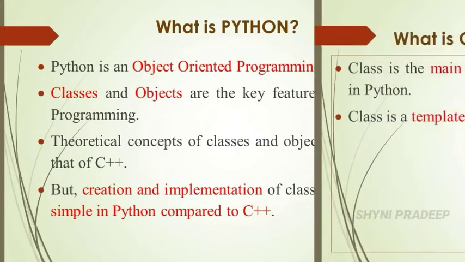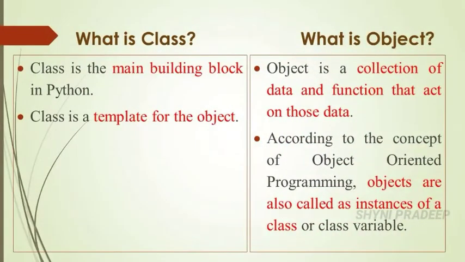So let us see what is a class and what is an object. Class is the main building block in Python. It is the template for objects. And what is an object? Object is the collection of data and functions that act on those data. According to the concept of object-oriented programming, objects are also called instances of a class. So what is a class? Class is a collection of objects. What is an object? Object is an instance of a class.